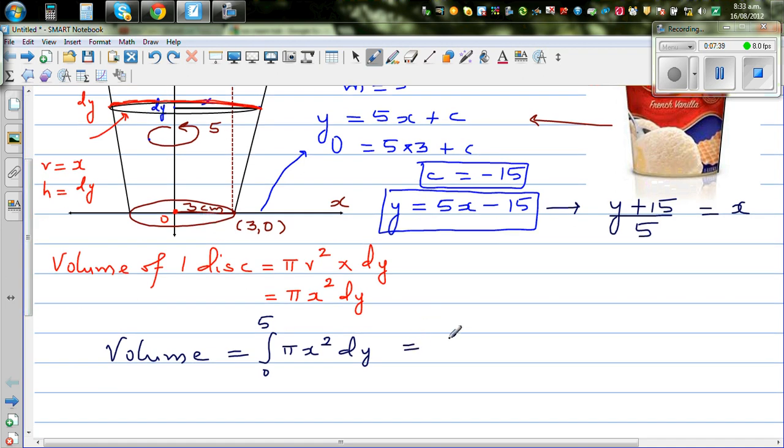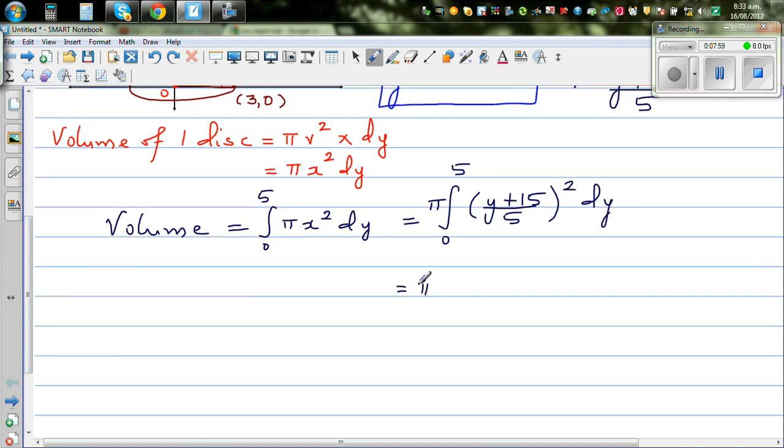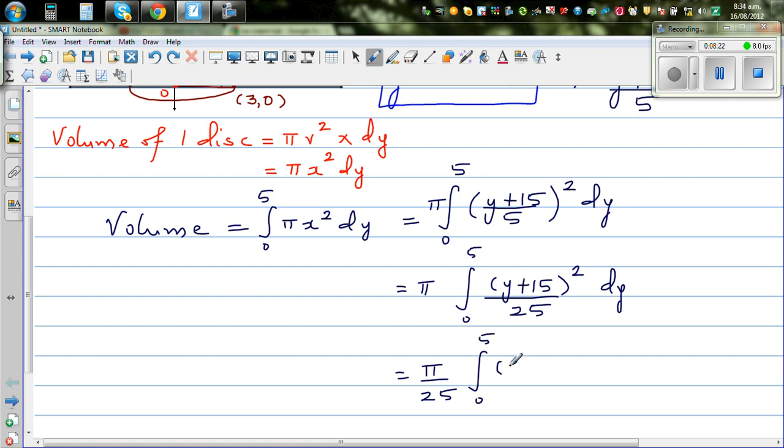So this is the integration from 0 to phi. You can take the pi out, which is y plus 15 over phi the whole squared dy. So let's simplify this slightly. So this is pi times the integration from 0 to phi, squaring both of them. This is y plus 15 the whole squared over 25 dy. Now you can take the 25 out, so this is pi over 25 integration from 0 to phi of y plus 15 the whole squared dy.